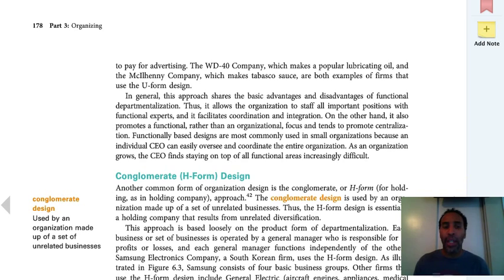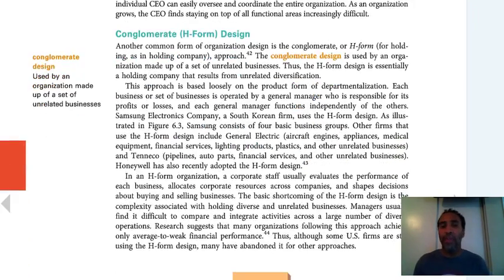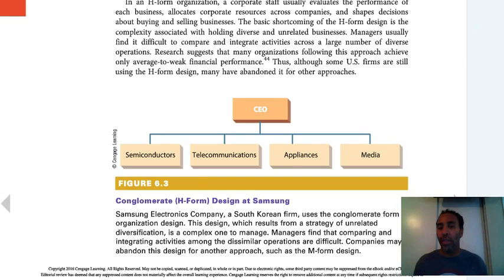So conglomerate design, I was going to skip that one, but no, you do need to know that, used by an organization made up of a set of unrelated businesses, right? So with unrelated businesses, maybe you want to take a different approach. So here it is, conglomerate or H-form design is Samsung. So Samsung Electronics, for those of you who didn't know, a South Korean firm, used a conglomerate form of organization design. This design, which results from a strategy of unrelated diversification, is a complex one to manage, right?